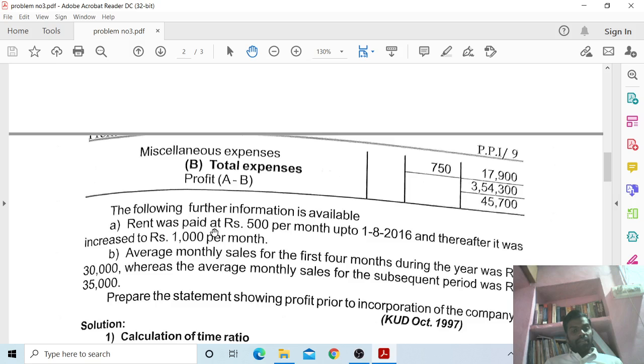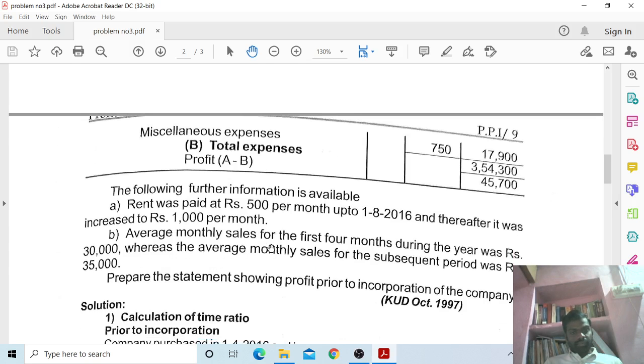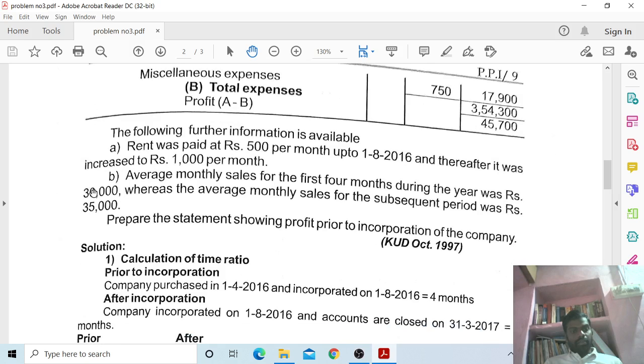First, rent was paid at rupees 500 per month up to 1/8/2016, and thereafter it was increased to rupees 1,000 per month. Next, B, the average monthly sales for the first 4 months during the year was rupees 30,000, whereas the average monthly sales for the subsequent period was rupees 35,000. Prepare the statement showing profit prior to incorporation of the company.